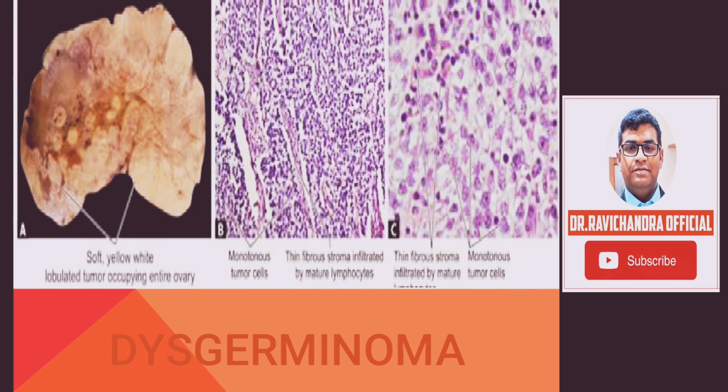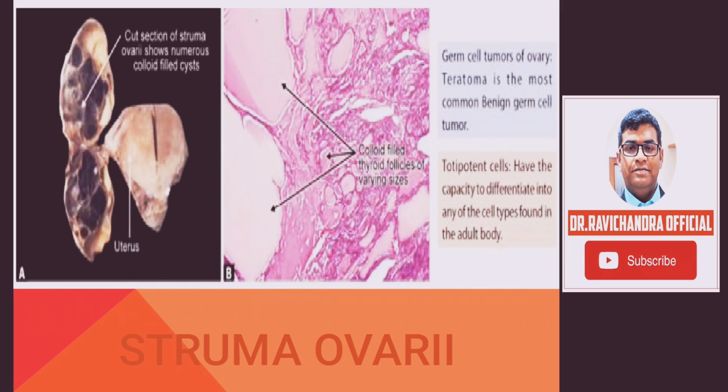On gross, you can observe the soft yellow-white lobulated tumor occupying the entire ovary. And the microscopic picture shows monotonous tumor cells which are separated by fibrous stroma, and the stroma is infiltrated by mature lymphocytes. Cut section of struma ovarii showing numerous colloid filled cysts, and on microscopy also you can see the colloid filled thyroid follicles of varying size.